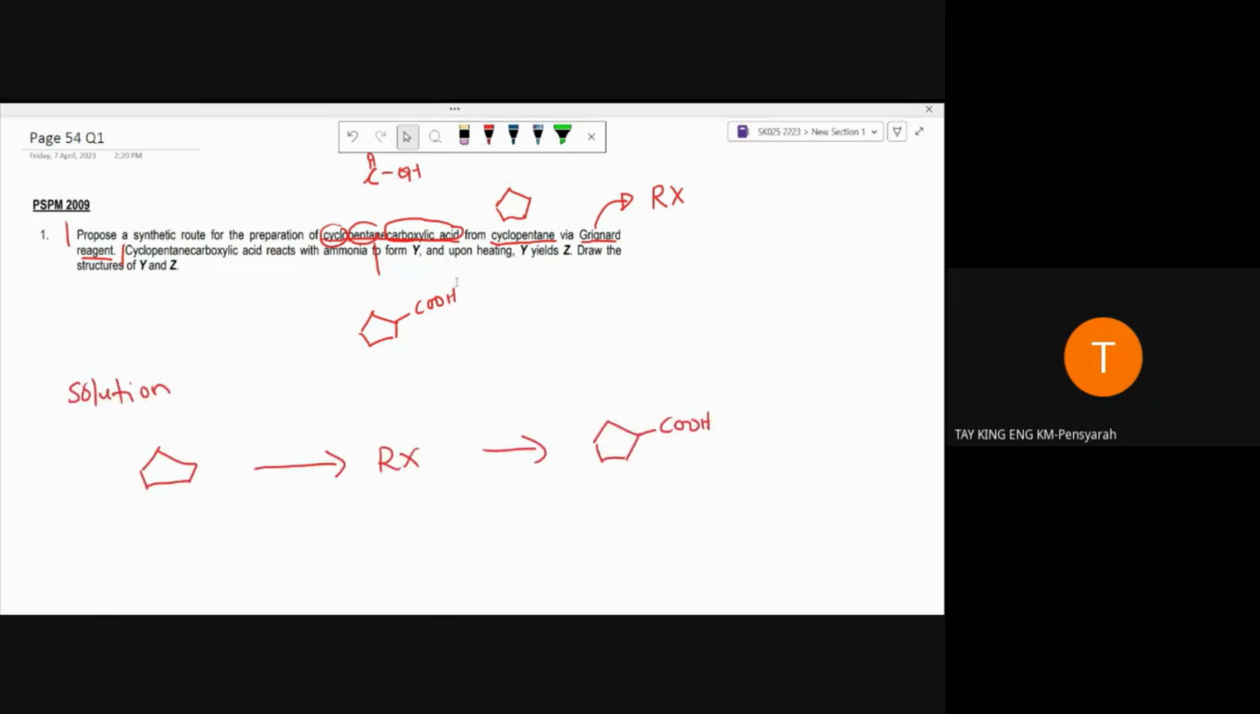Okay, so from here, basically I think we have the idea that we will start with cyclopentane. So if we have cyclopentane, we want to produce haloalkane. So I think we have no other choice. We are going to undergo free radical substitution. So if we undergo free radical substitution, the reagent will be Br2 in CH2Cl2, and then the condition is the UV.